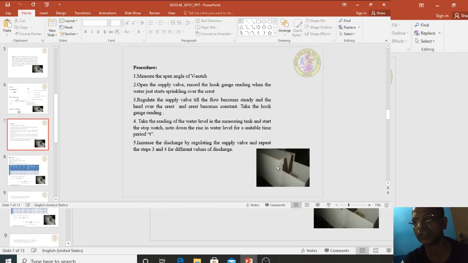Coming to the procedure, step 1, as I said earlier, is to measure the apex angle. Then open the supply valve and record the hook gauge reading when water just starts to enter here. Then once the water comes to a steady state, again record the hook gauge reading. In the meantime, you have to measure the tank dimensions and the initial piezometric height, and at a constant time interval, or to get a height of 10 mm, record the time taken. By regulating the flow, we can calculate for a 10 mm rise in the tank what time it takes, for second, third and fourth readings. Okay, so that completes the experimental part.